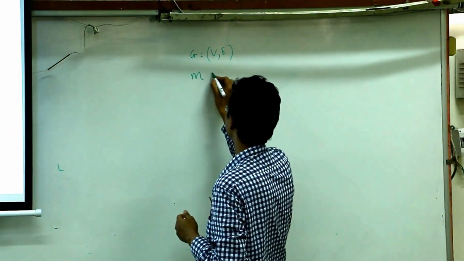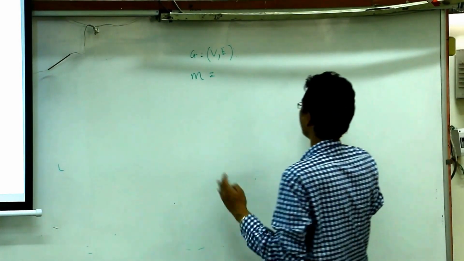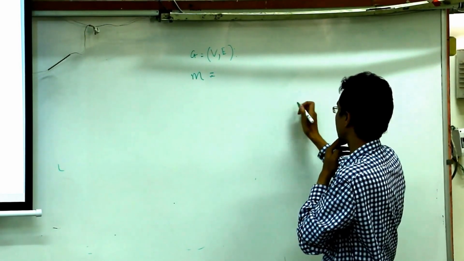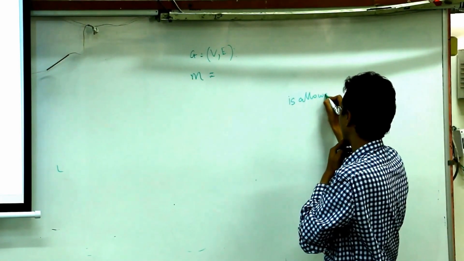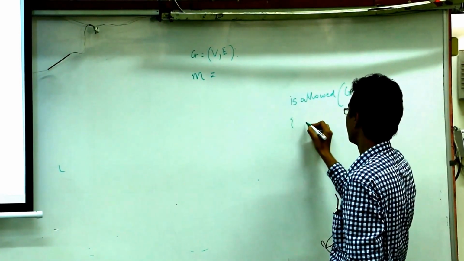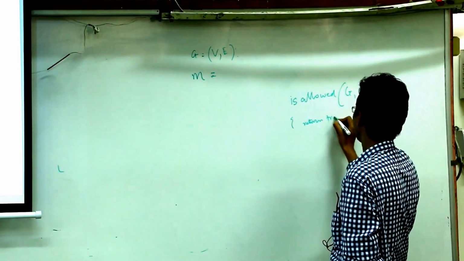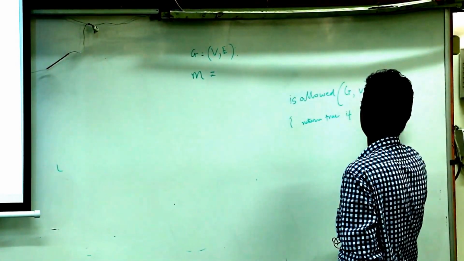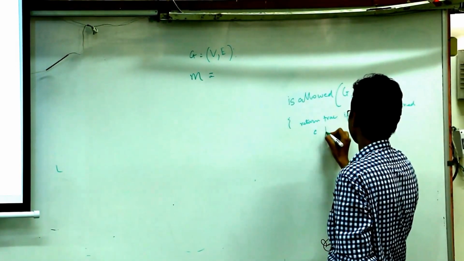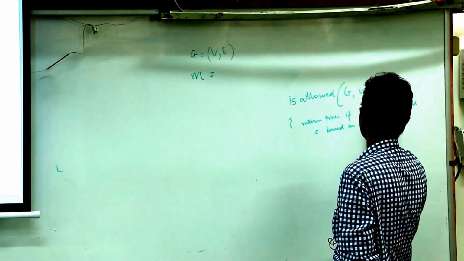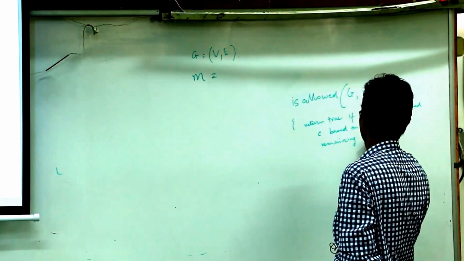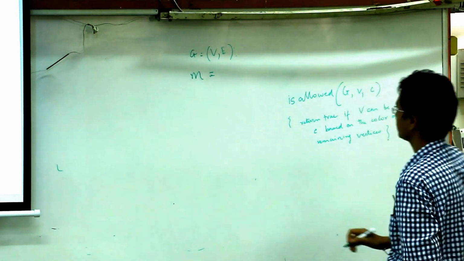So what do you do? Just like the mesh coloring problem, you will have a routine which is kind of is-allowed. The arguments will be some G, some vertex V, and maybe some color C, which will return true if V can be colored C based on the color of the remaining vertices.